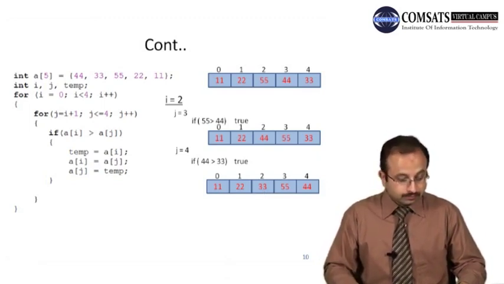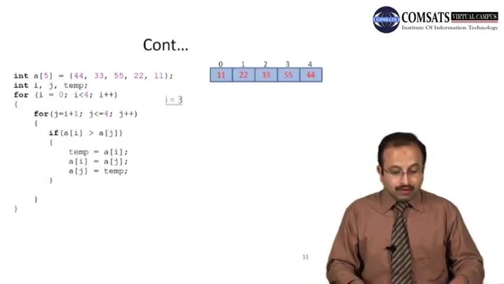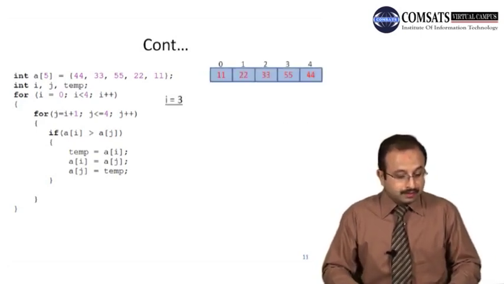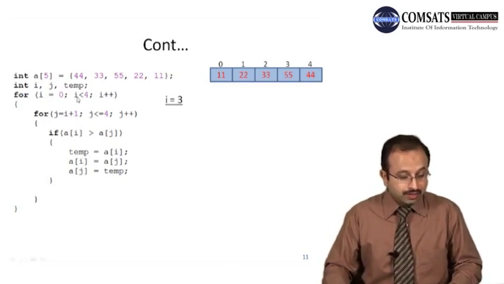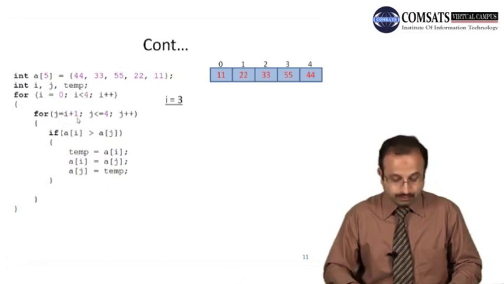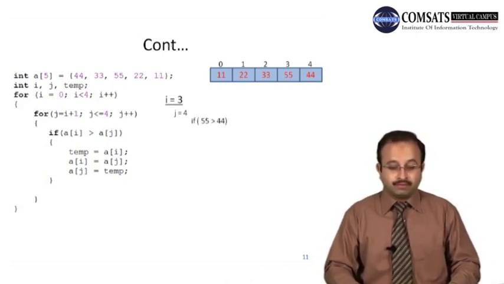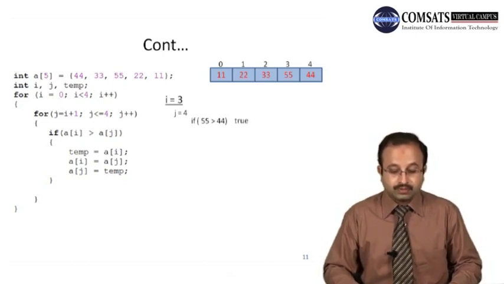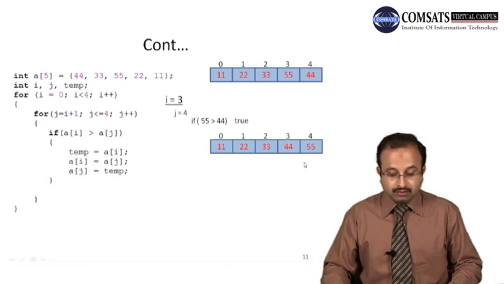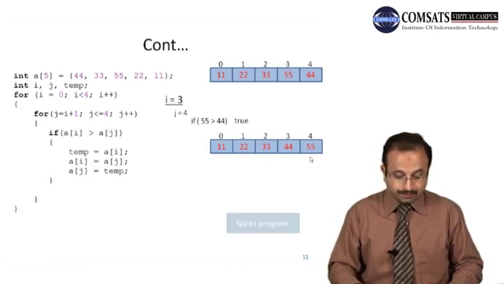Now the value of i is 3. Check the condition, 3 less than or equal to 4, the condition is true, come inside the for loop, j is equal to 3 plus 1, that is 4. So the value of j is 4, 4 less than or equal to 4, the condition is true. It will compare the element at the third index and the element at the fourth index, that is, it compares the 55 with 44. 55 is greater than 44, the condition is true, and it has to perform the swapping, that is, it interchanges the value at the third index and the value at the fourth index. So when these values are interchanged, the array will look like this.